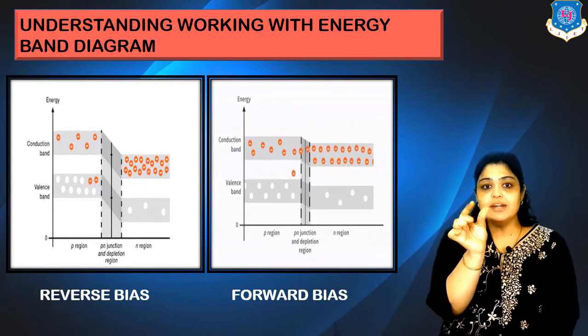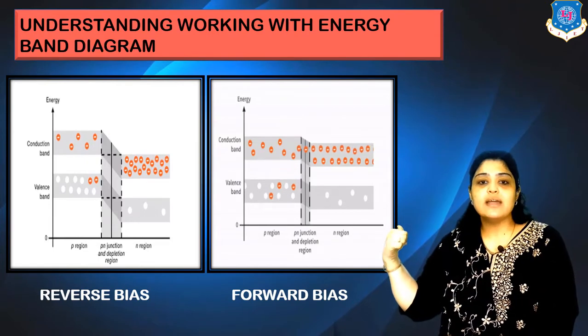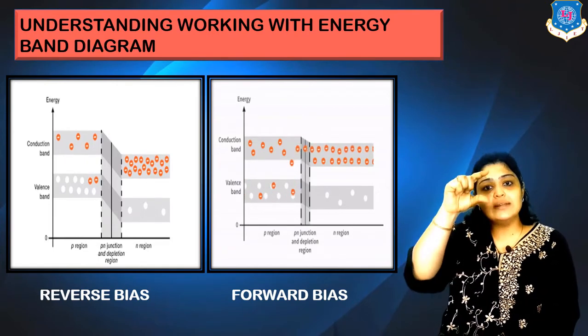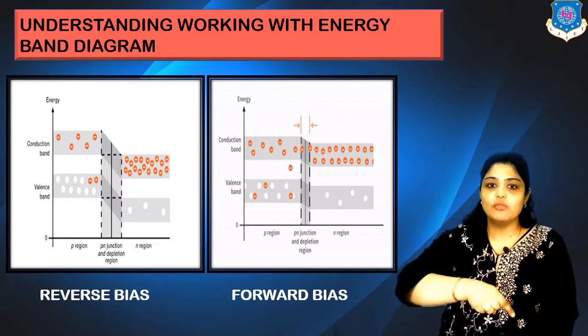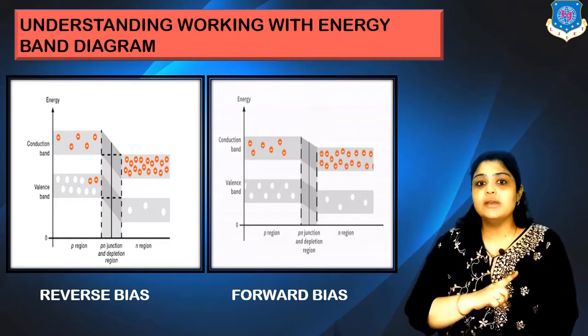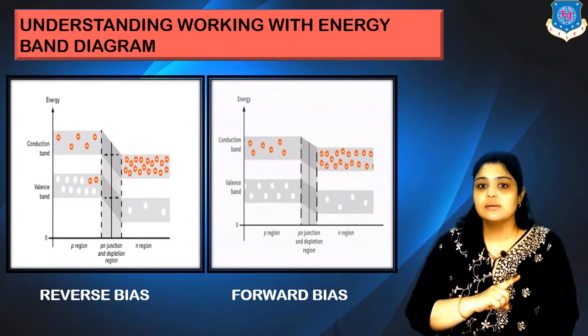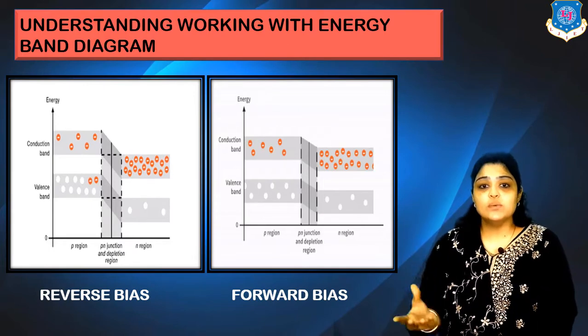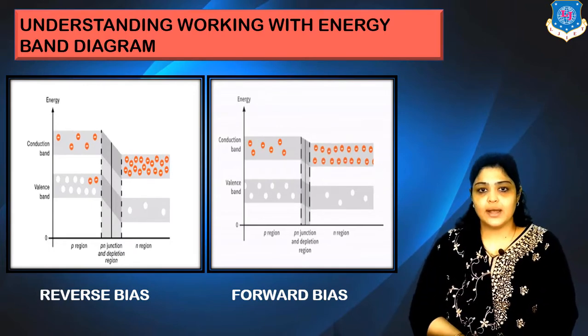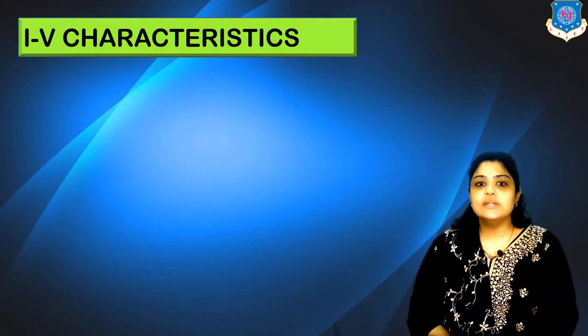So depletion layer reduces. According to energy band diagram, if I want to show, I will show that the steep has reduced and electrons are moving. Clear? So there is a recombination of electrons and holes. So this was understanding the working with the help of energy band diagram. Now let us move on to the next topic, that is IV characteristics.